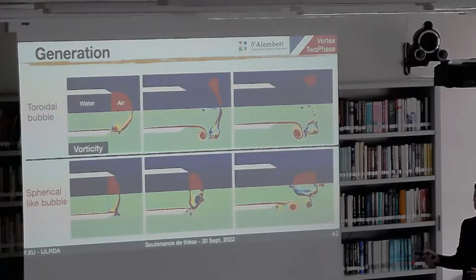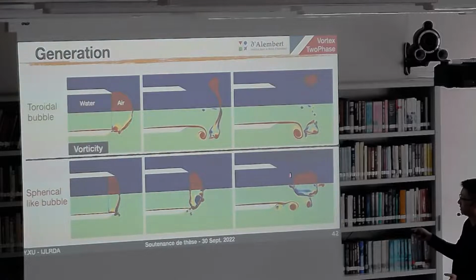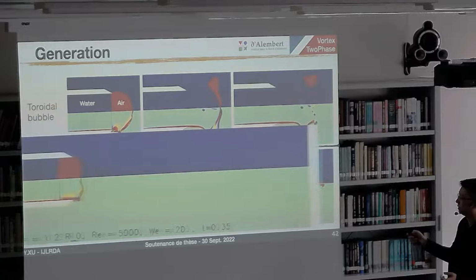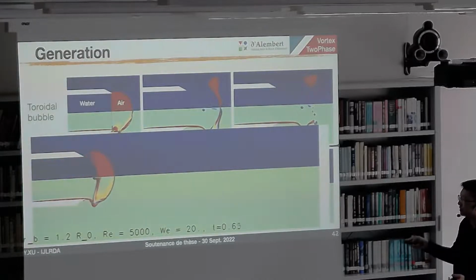Here are 2 simulation results. For the first case, on the top half is the phase field, blue is water, red is air, and on the bottom half is the vorticity field. We can see in the first case, a tornado-shaped bubble is indeed generated. We can assume it here as an axisymmetric shape. But in the second case, we only obtain a spherical-like bubble, which is in the middle. So we'll take a look at the simulation.